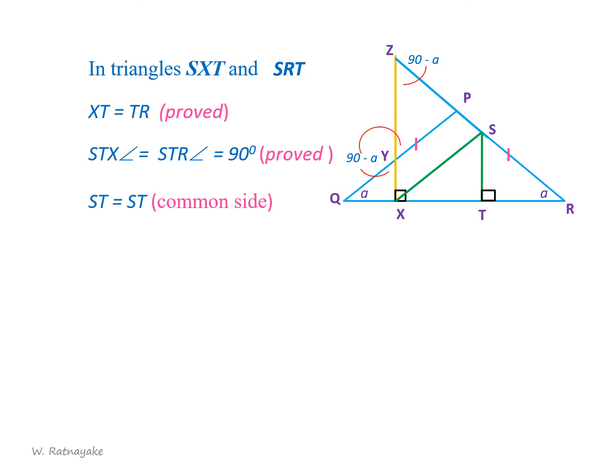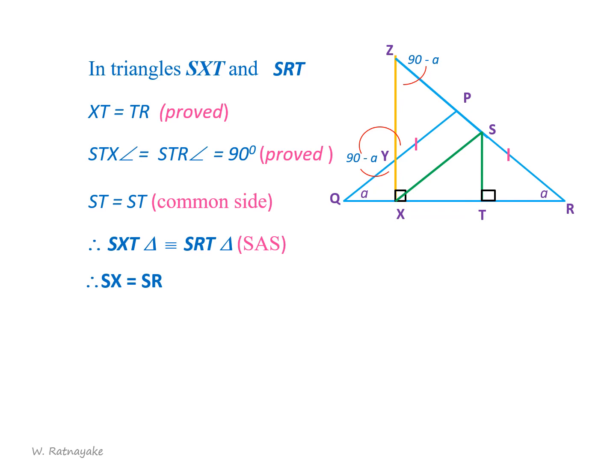Then according to side angle side, SAS, these two triangles must be congruent. If those are congruent, SX must be equal to SR. Those are corresponding sides of congruent triangles. So you can mention the reason here: SX equals SR, within brackets we can write corresponding sides of the congruent triangles.